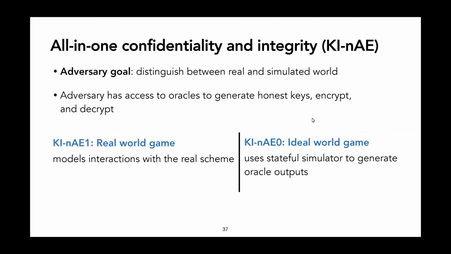The adversary goal here is to distinguish between a real and simulated world. The adversary has access to oracles to generate honest keys, to encrypt, and to decrypt. So we have two games here, KINAE1 and KINAE0. The first is the real world game, KINAE1, and this models interactions with the real scheme. KINAE0, our ideal world game, uses a stateful simulator to generate oracle outputs.